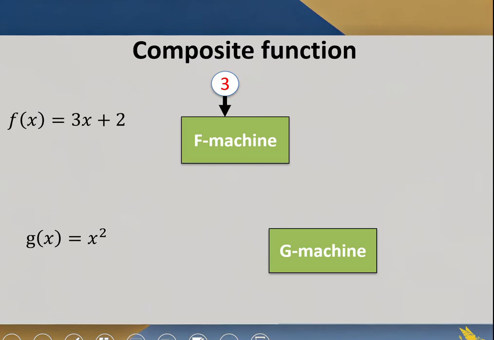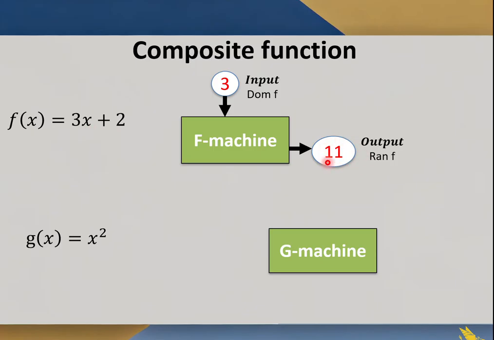We've got f of x is equal to 3x plus 2, and we've also got g of x is equal to x squared. So to start off with, we have 3 going into our f function, the f machine. That is an x value, also known as an input. An x value we talk about as the domain of the f. It spits out the 11. And 11 is the output, the range of the f function. We got that 11 by going 3 times 3 plus 2.